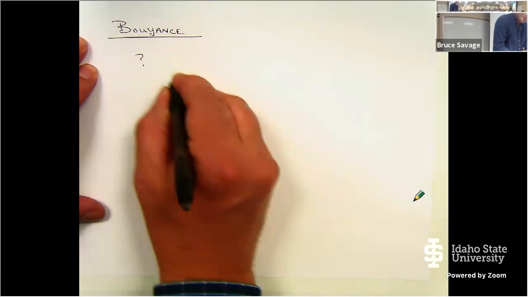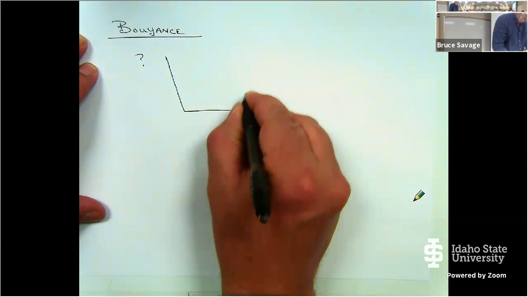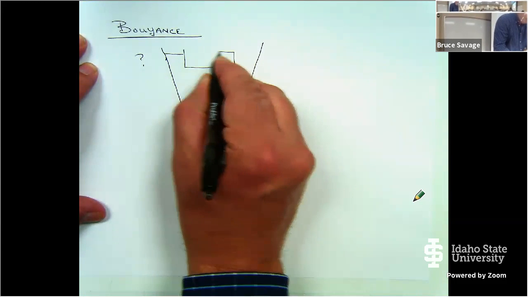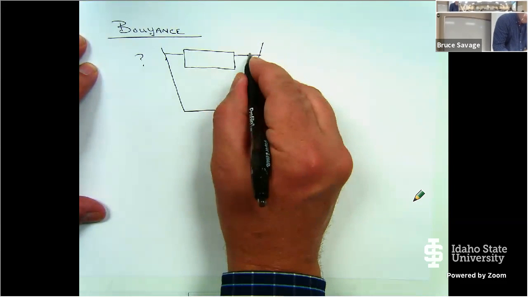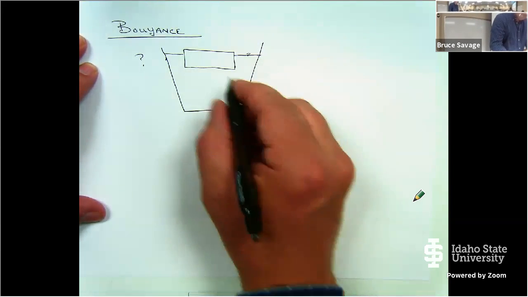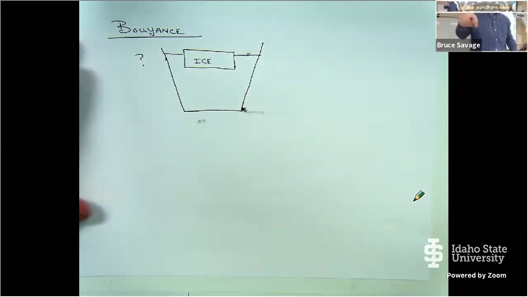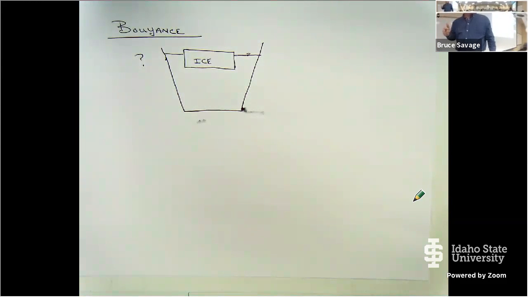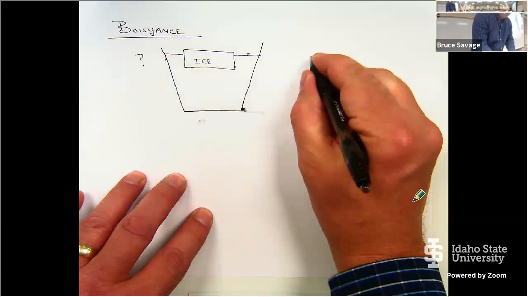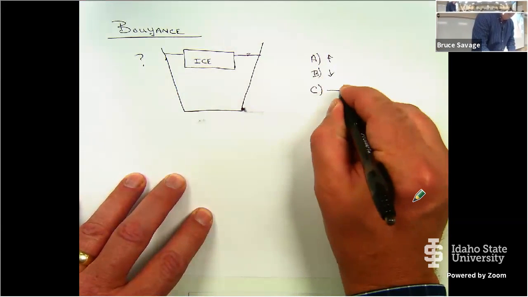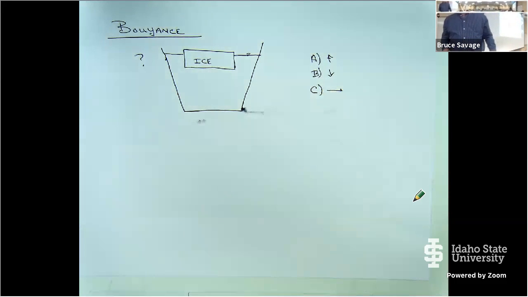Here's a little question for you. I have a cup of water, and I have a single large ice cube in that cup. When the ice melts, does the water level go down? Does the water level go up? Or is there no change in the water level? So A is up, B is down, and C is no change. So we had a few that said no change. Anyone else want to chime in their vote?